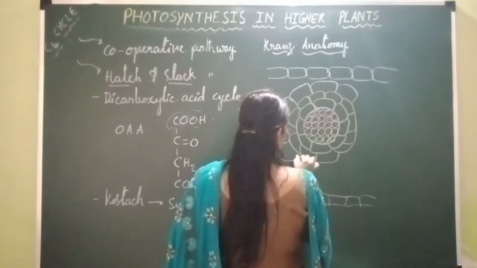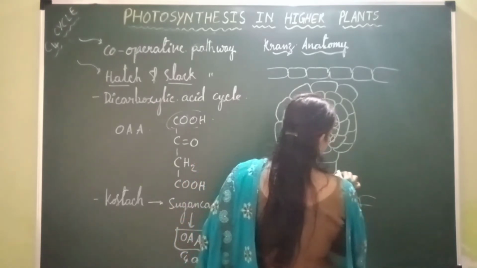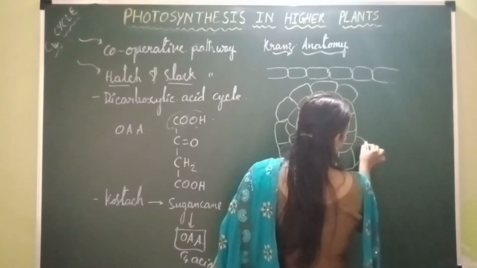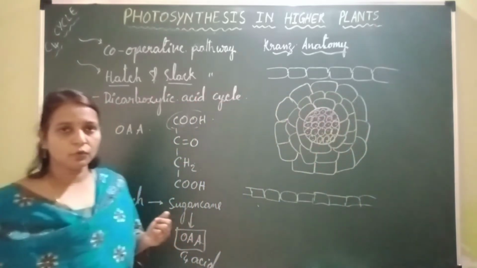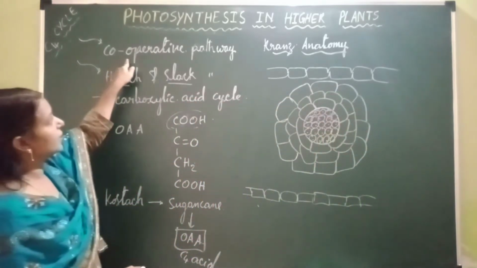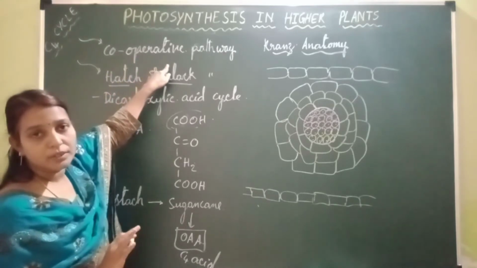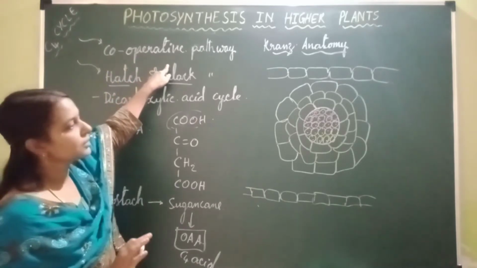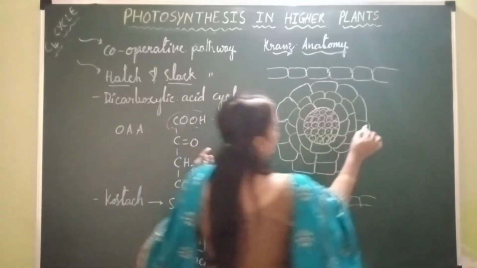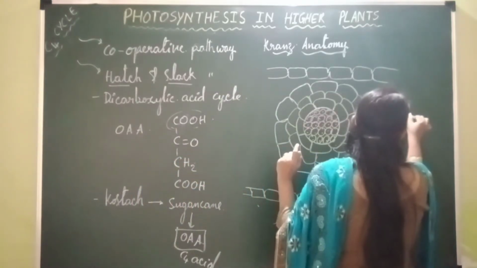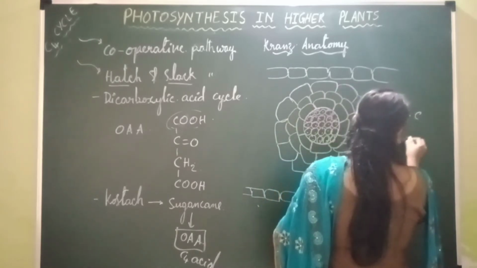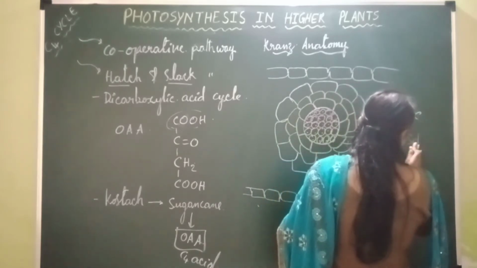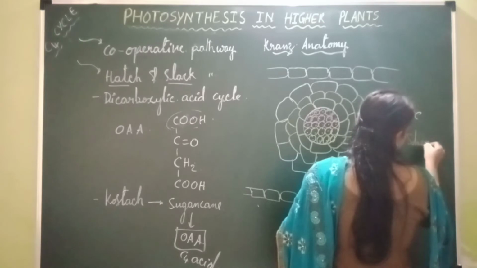Now let's study the differences between mesophyll cells and bundle sheath cells which are involved in performing this C4 pathway. The C4 pathway is a cooperative pathway which occurs due to the cooperation between two types of cells, that is mesophyll cells and bundle sheath cells. These are bundle sheath cells. Now let's study the differences between mesophyll cells and bundle sheath cells.